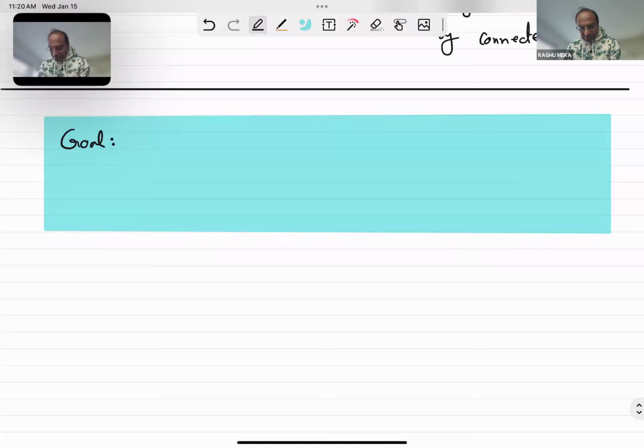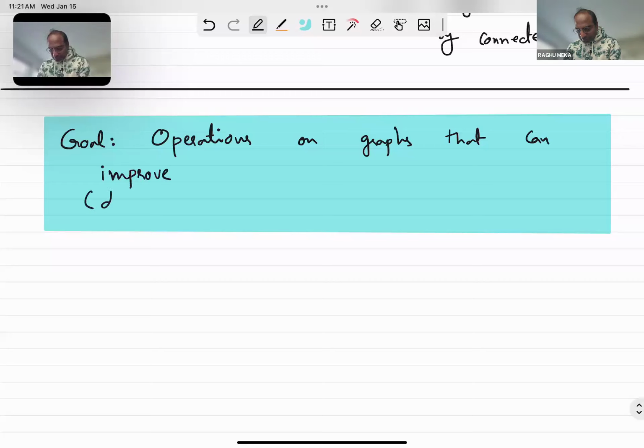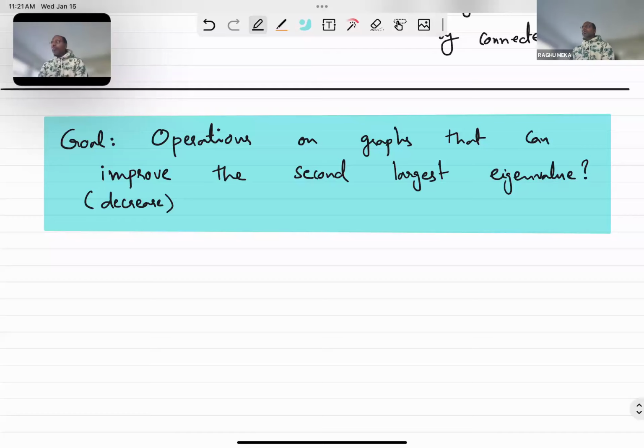But first, are there operations on graphs that can improve, meaning decrease, the second largest eigenvalue? Okay, so are there operations which can decrease the second largest eigenvalue of the normalized adjacency matrix?